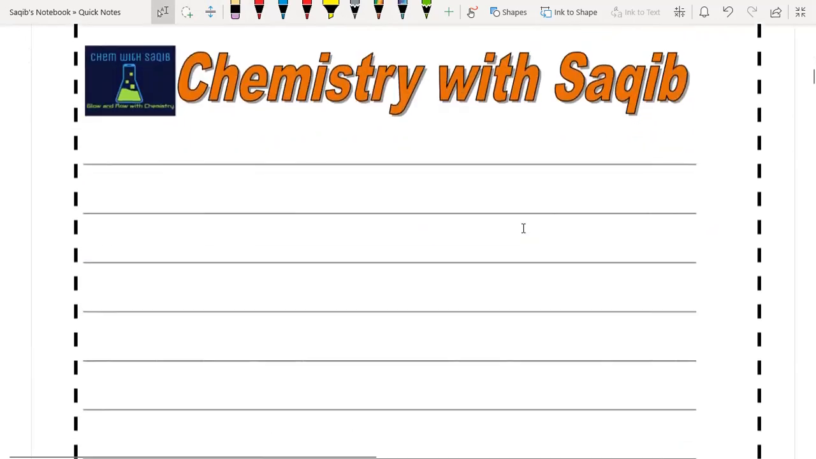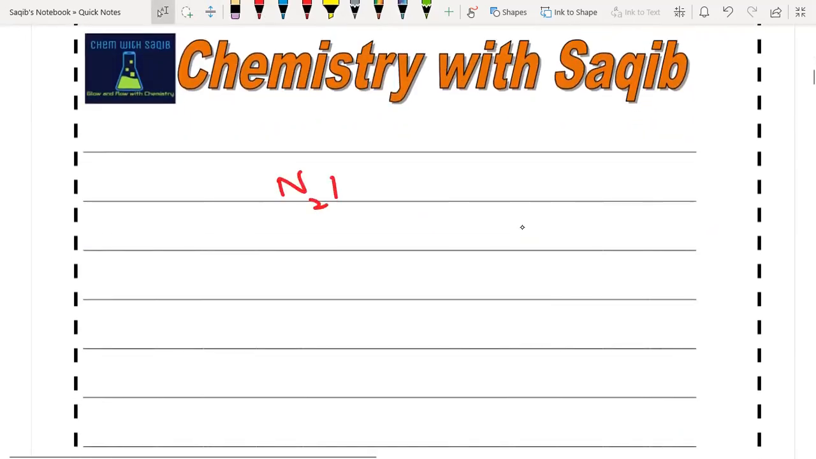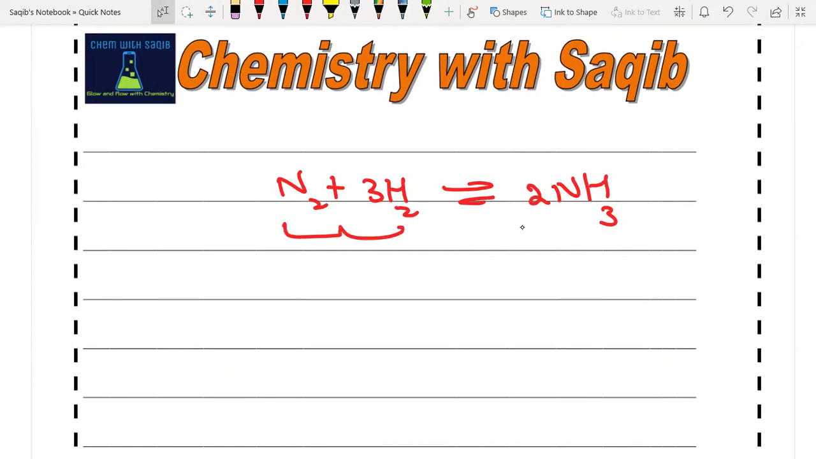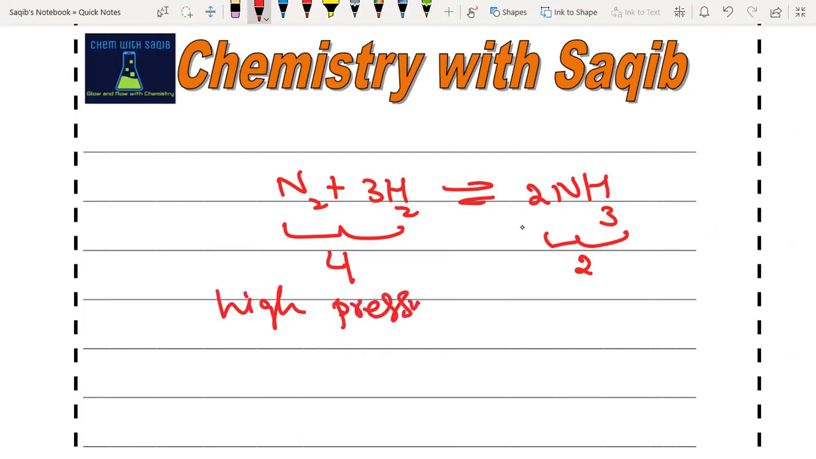Let's suppose my example is again the same equation. I am counting these moles: 3 moles of hydrogen and 1 mole of nitrogen means 4 moles of reactant, and a total of 2 moles of product. So the reactants have high mole. If I apply high pressure, where will it go? By applying high pressure, the reaction will move toward the low mole, that is the product side. So by applying high pressure, the reaction will move forward for this process and more ammonia will be formed.